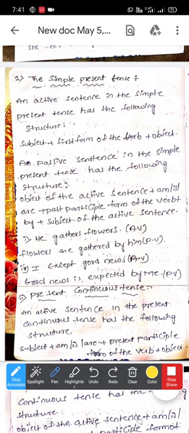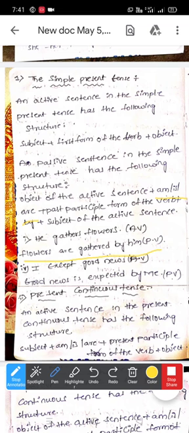Then we go to examples of the simple present tense. First, the active voice sentence: he gathers flowers. Changing into passive voice: flowers are gathered by him. We see am, is, are in passive voice, and we must maintain the simple present tense in passive voice sentences.